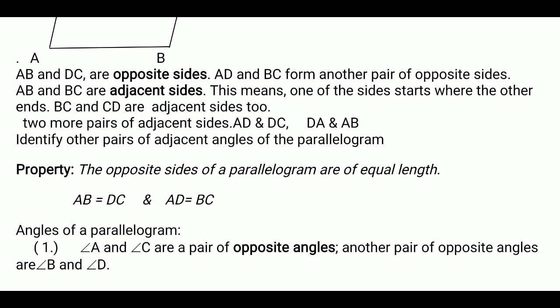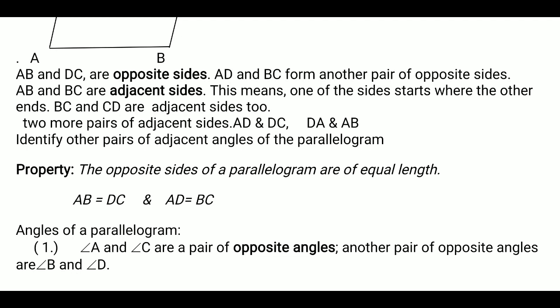First property: the opposite sides of a parallelogram are of equal length. AB is equal to DC and AD is equal to BC. These are opposite sides of a parallelogram, so these are always of equal length in case of a parallelogram.